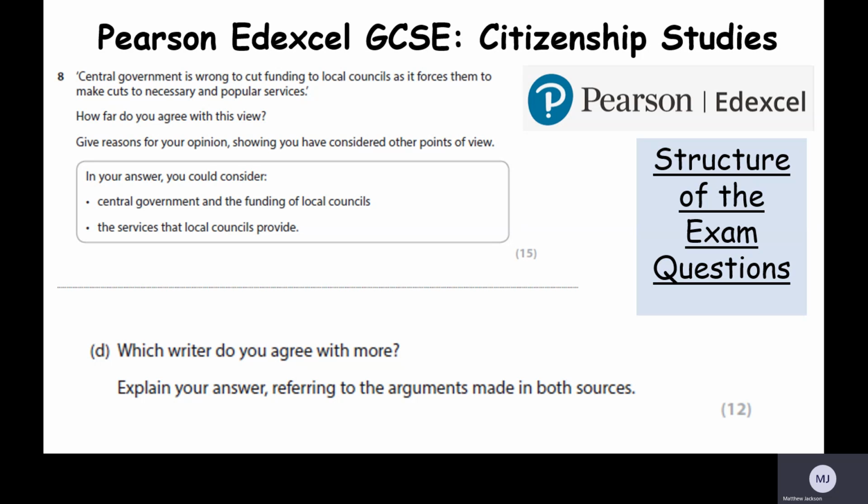Another one, the last question, which writer do you agree with more? That was a source, a really detailed source, and there was arguing facts. However, you need to make arguments based on both sources. So they need to talk about both people and discuss what's going on with both.